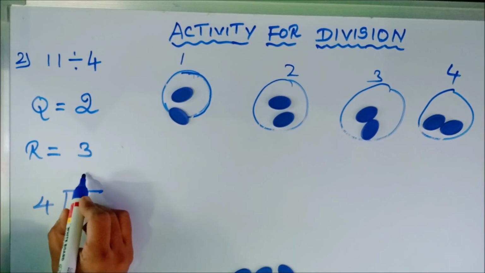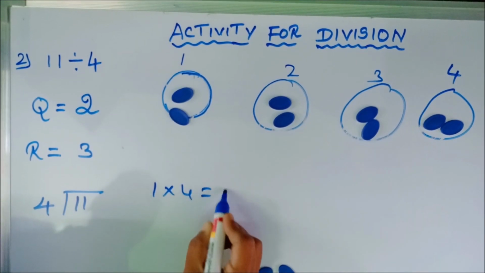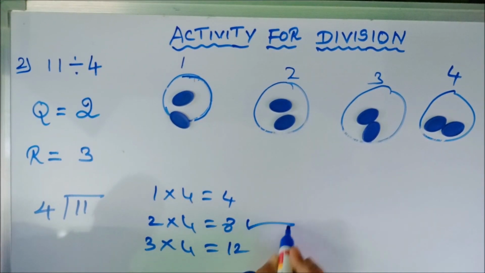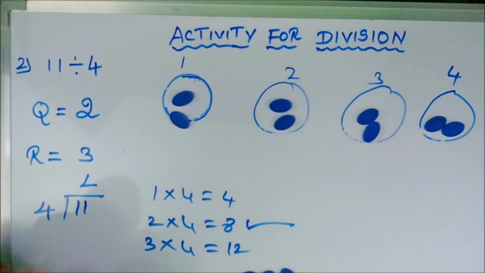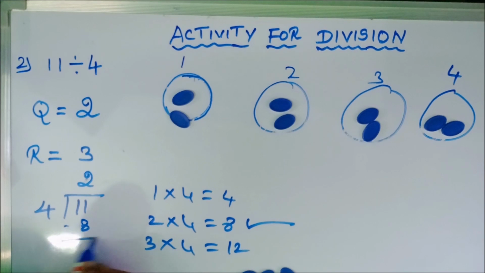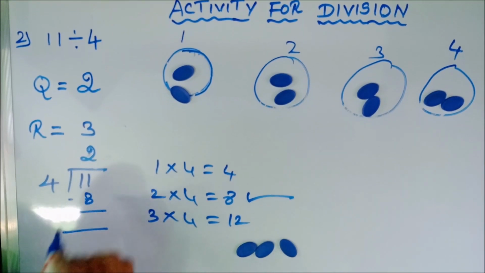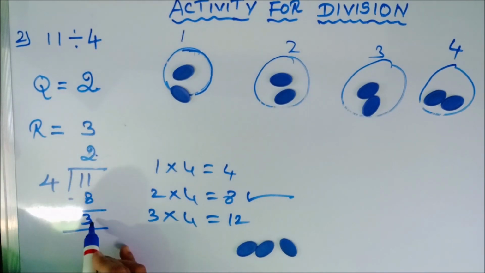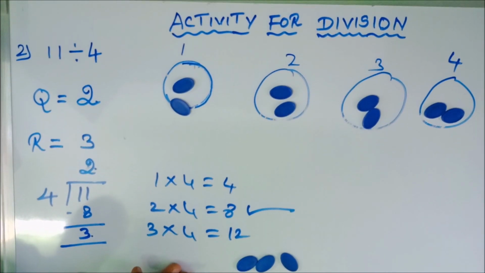1 4 is 4, 2 4s are 8, 3 4s are 12. So you have to choose 2 4s are 8. So you have to write 2 here. 2 4s are 8. By subtracting 8 from 11, you get the remainder as 3. See, our quotient 2, remainder 3. Have you understood the concept of division, children?